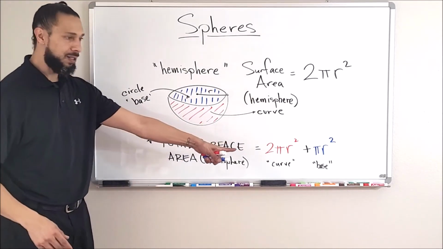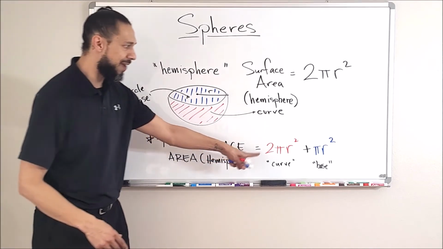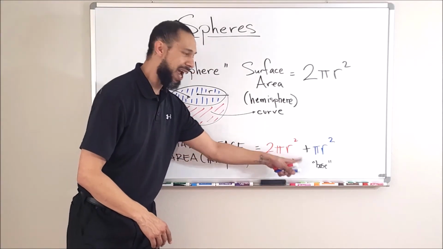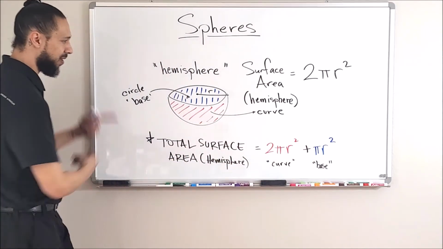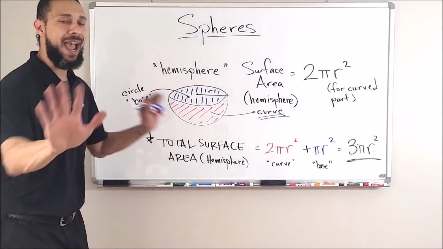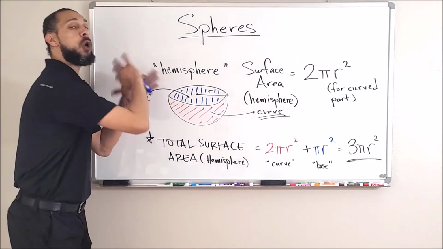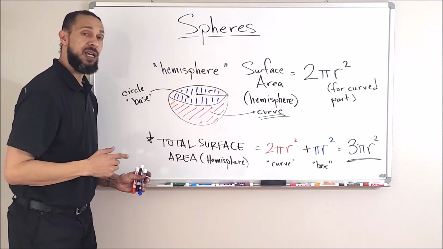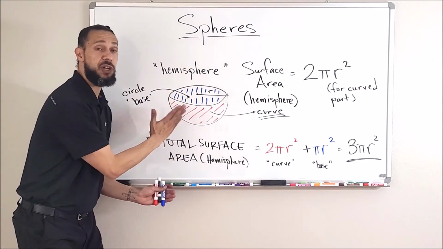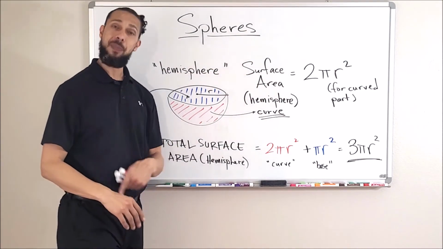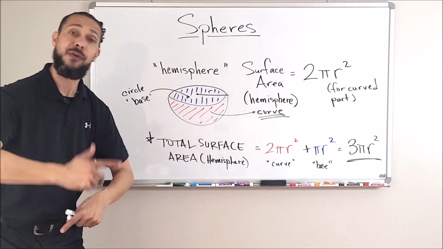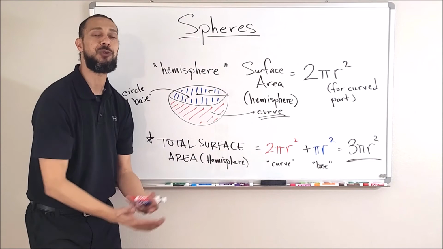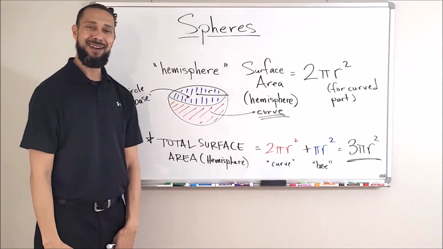Don't those look like like terms? If I have 2 pi r squared and I add a pi r squared, wouldn't that just be 3 pi r squared? Now, remember, that's for the total surface area of the hemisphere, including the base. If you just want the surface area for the curved part, it's 2 pi r squared, half of 4 pi r squared, which was the total surface area of the sphere.